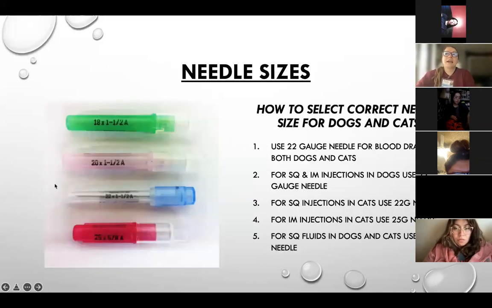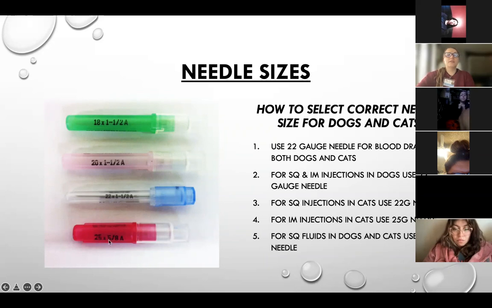All right, and this will be the last slide in this PowerPoint, just going over some different needle sizes. Most commonly, we're going to be using 25 and 22. Those are the most common for small animal sizes when we're giving injections or doing blood draws.